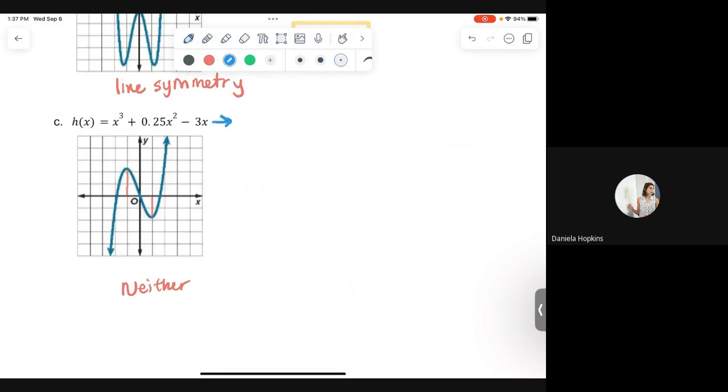So just to start again, so that I can compare to see if it's odd, I'm going to go through and change all my signs. So this would be negative x to the 3rd minus 0.25x squared plus 3x.